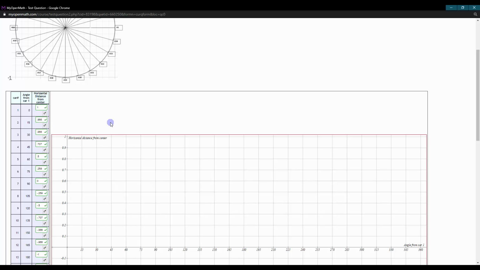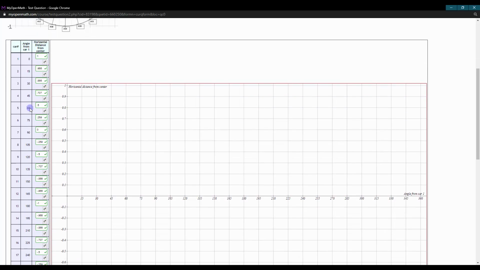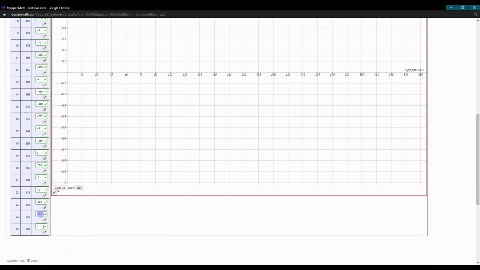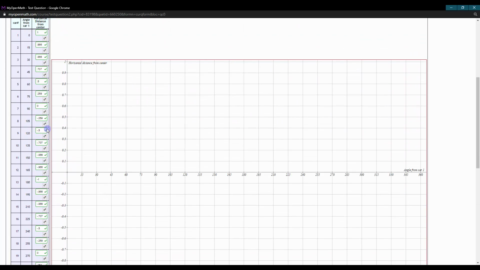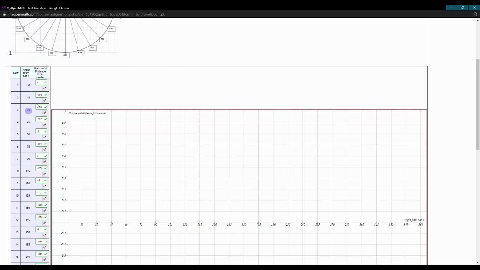So hopefully yesterday on MyOpenMath you completed your cosine table. You should have all of your green check marks going down the left, so you can see what it should look like. And notice one of the big differences between the cosine table and the sine table is that the y coordinate, this far right column, represents a horizontal distance rather than the height, right?